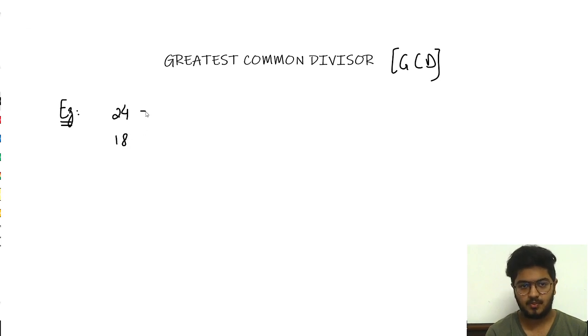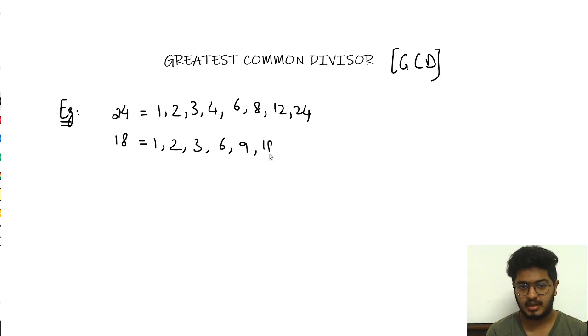Now, what are the factors of 24? Recall it: 1, 2, 3, 4, 6, 8, 12, and 24. And the factors of 18 are 1, 2, 3, 6, 9, and 18. These are the factors of 24 and 18.